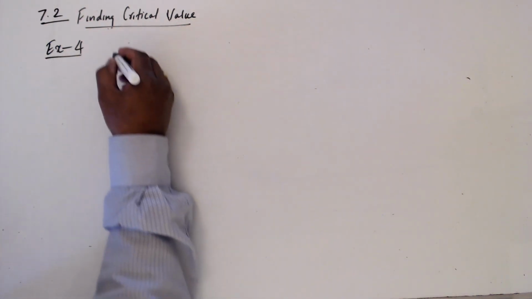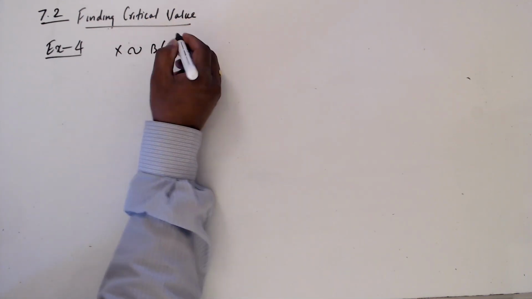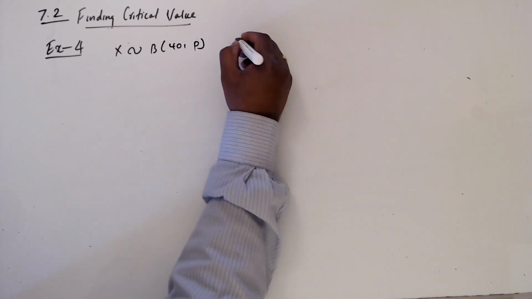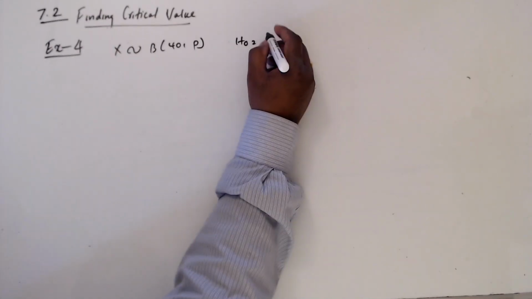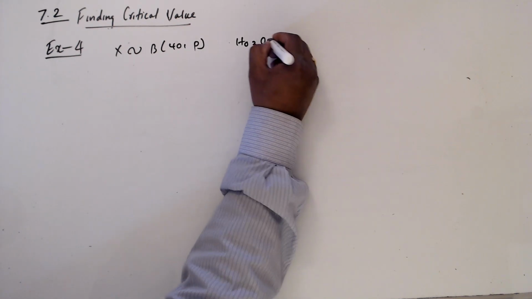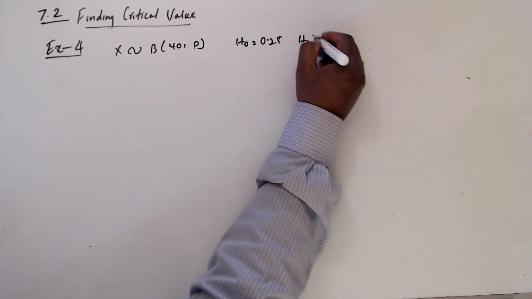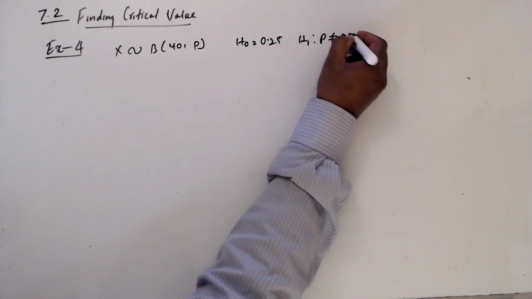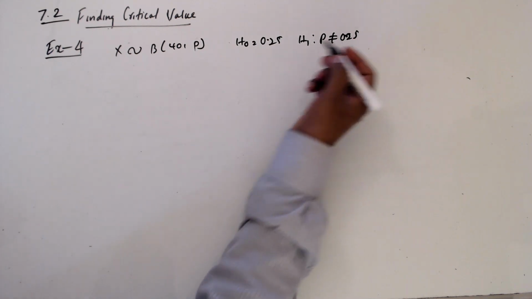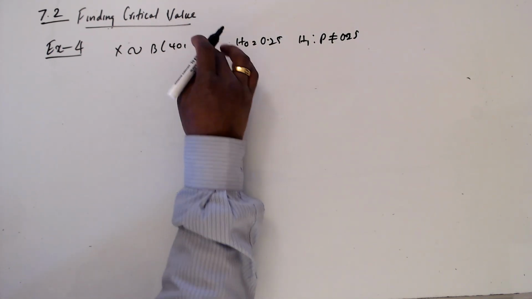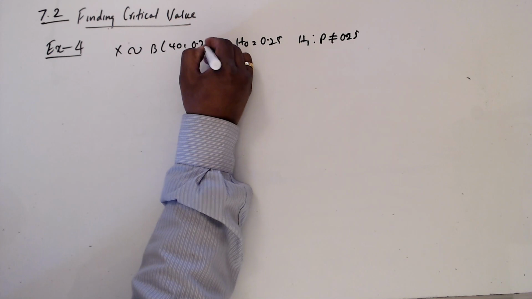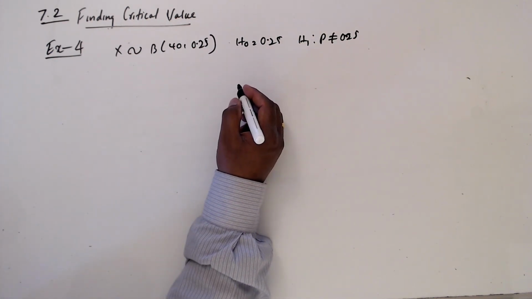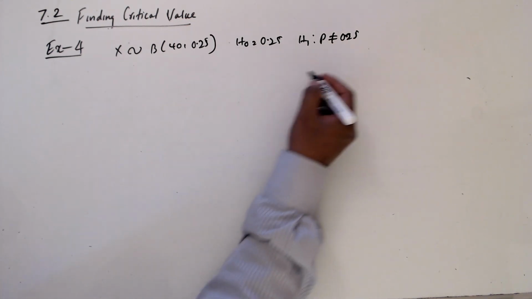Example 4. Random variable x follows a binomial distribution with n equal to 48. So H0 is p equals 0.25 and H1, the alternative, is p not equal to 0.25. It means it's going to be two-tailed. So this is the binomial with p equal to 0.25, and they want to test in this one at a 2% significance level.